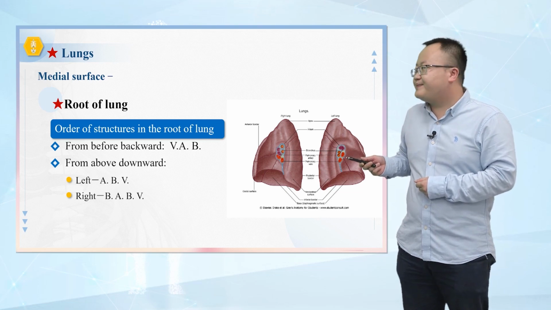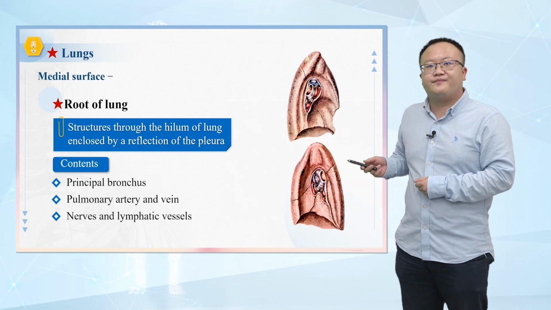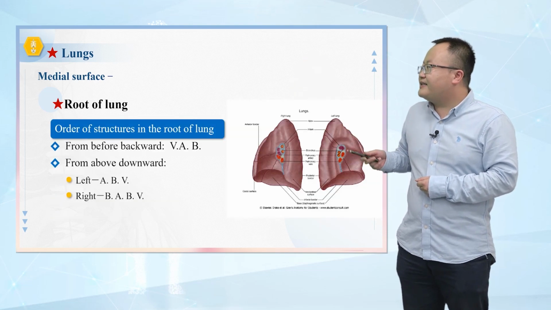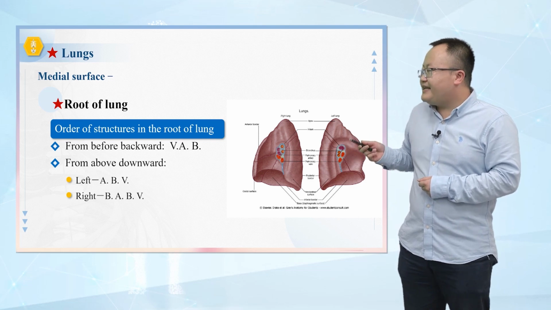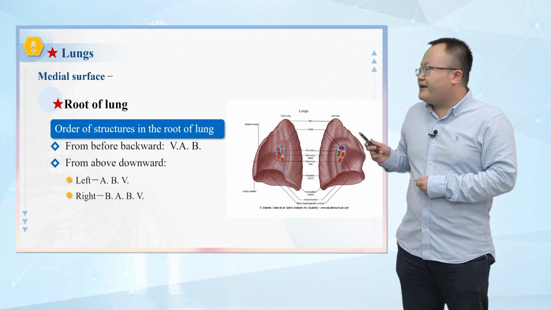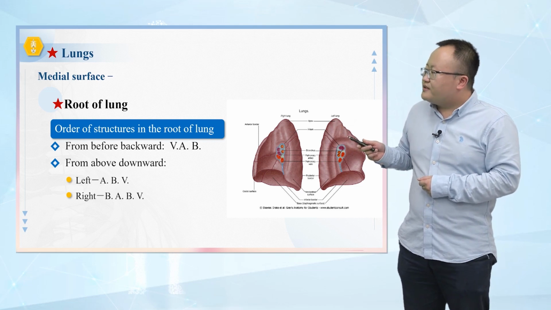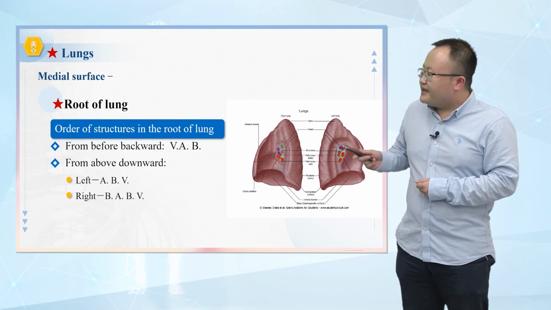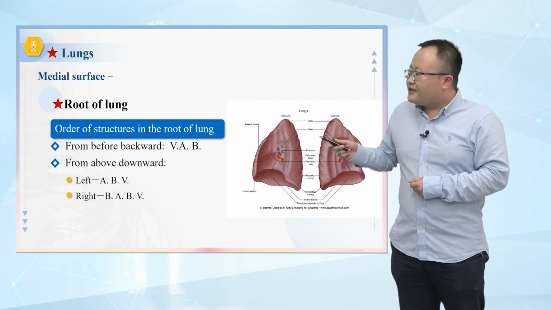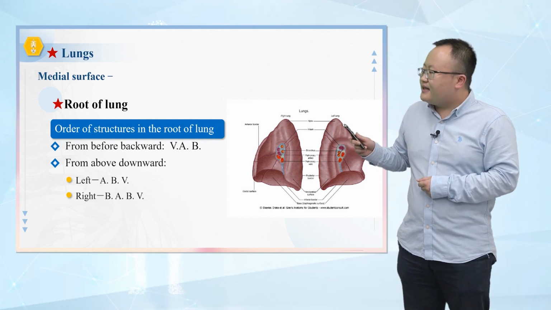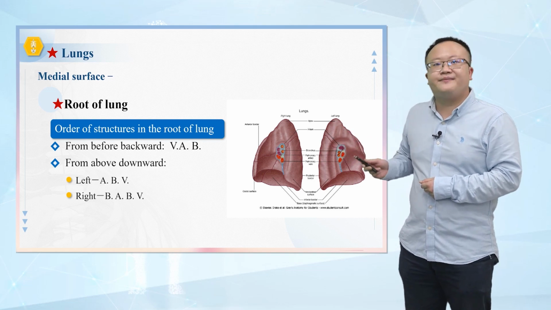The order of structure in the root of lung. From front to back, we can see the vein, artery, and bronchus. From above downward, on the left, it's artery, bronchus, vein, and on the right it's bronchus, artery, and vein.